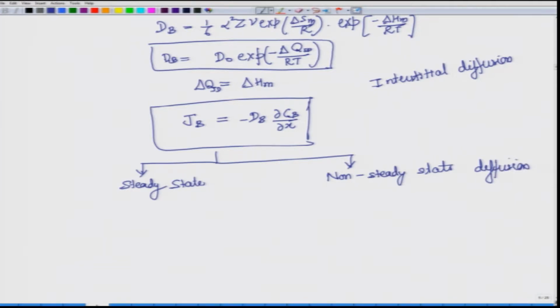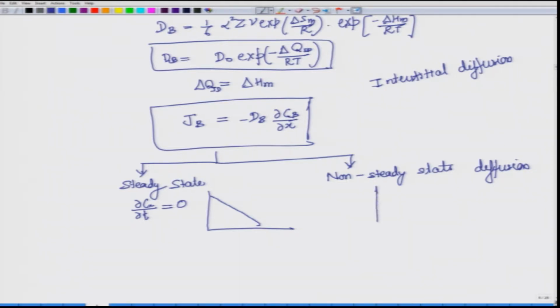So, when we say steady state, what does it mean? It means that del C by del t at any particular x is equal to 0, meaning the concentration at that particular x is not changing with time. And you will see that this will only be possible when you have a concentration gradient like this. It has to be a straight line like this.